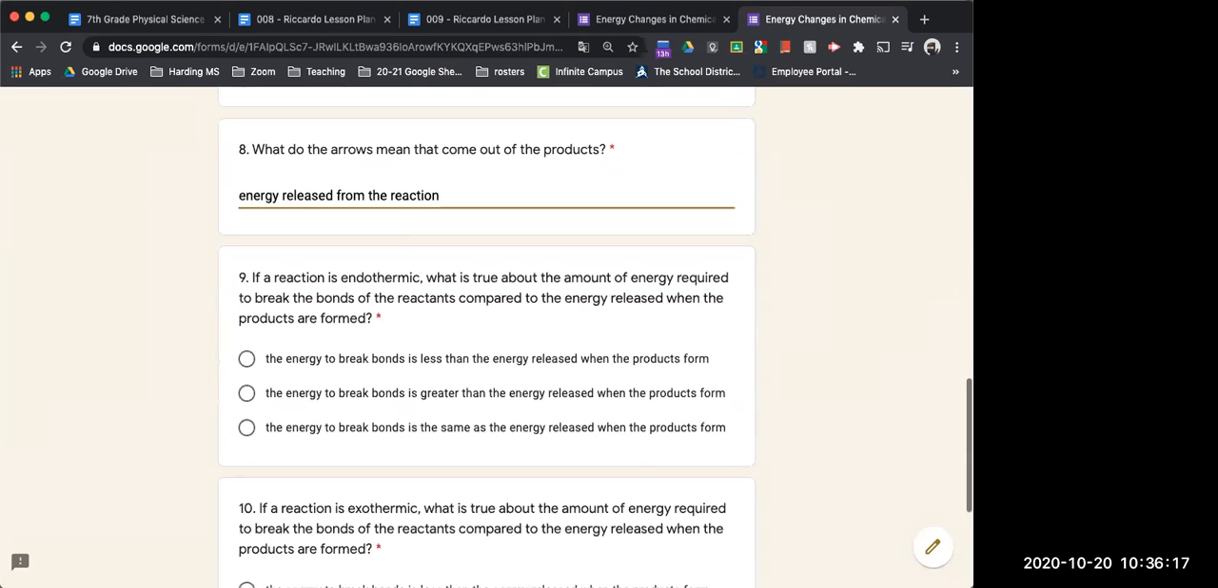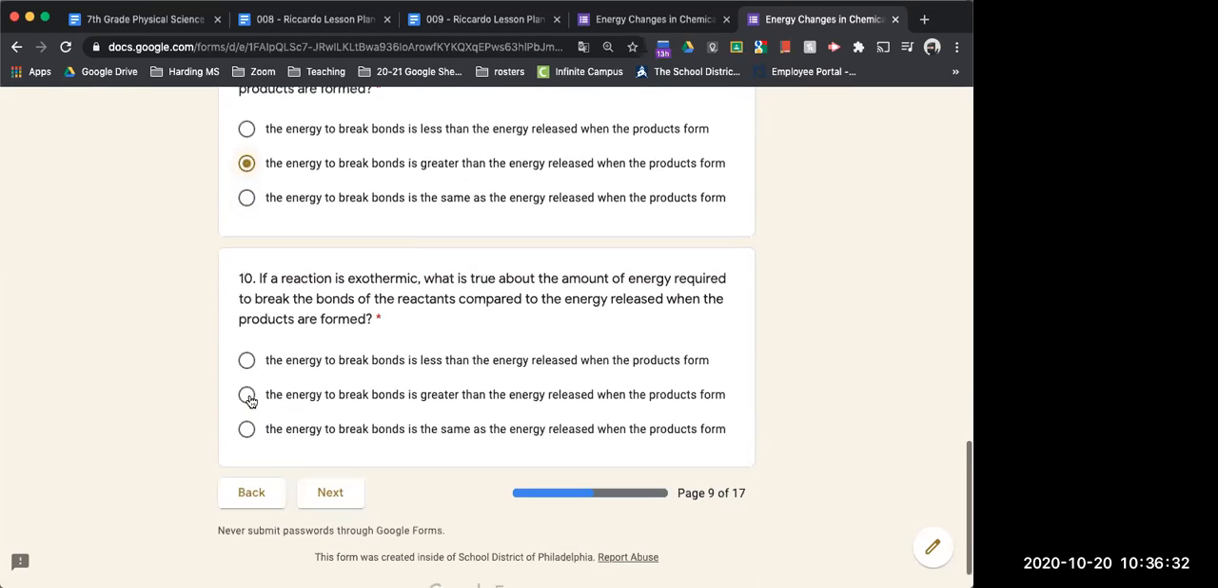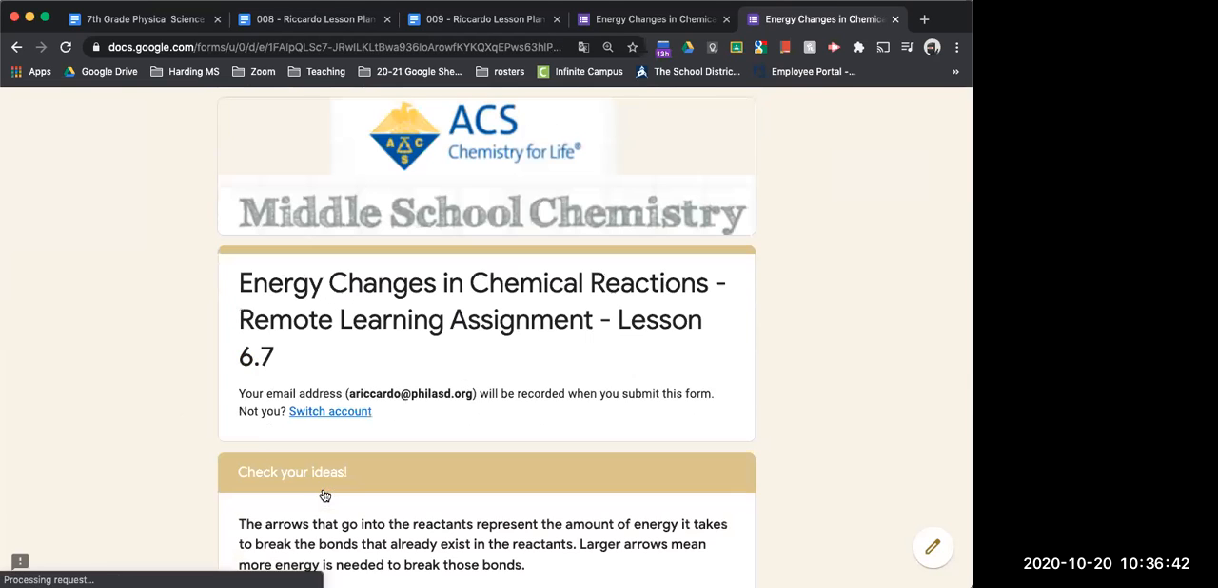The reaction is endothermic. What is true about the amount of energy required to break the bonds of the reactants compared to the energy released when the products are formed? The energy to break the bonds is less than what is released? No, it's greater than what is released. Yes. If it's exothermic, what is true about that? The energy required is less than the energy that is released. Yes. So let's take a look.